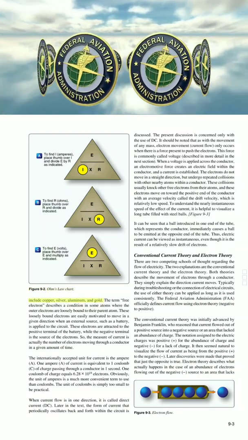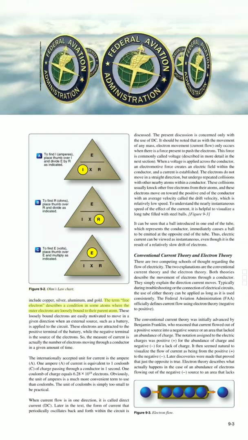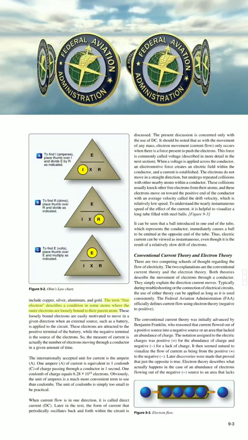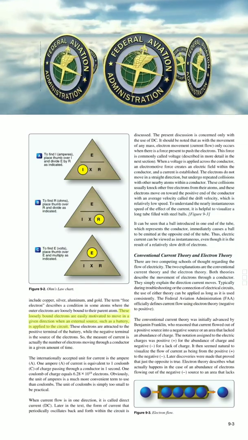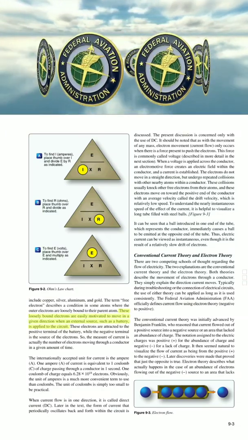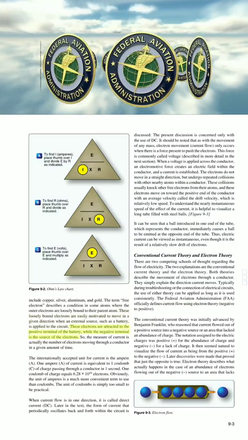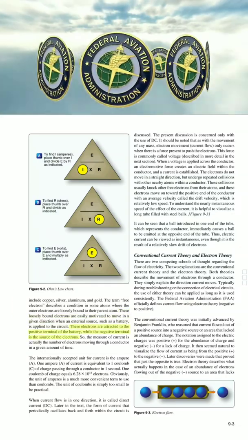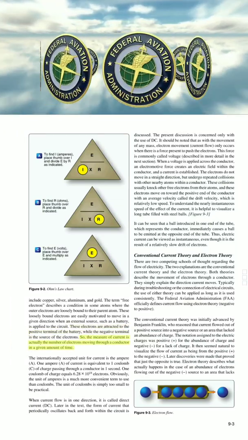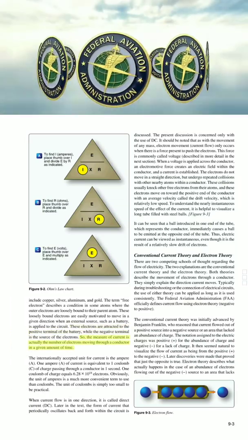Common conductors include copper, silver, aluminum, and gold. The term free electron describes a condition in some atoms where the outer electrons are loosely bound to their parent atom. These loosely bound electrons are easily motivated to move in a given direction when an external source, such as a battery, is applied to the circuit. These electrons are attracted to the positive terminal of the battery, while the negative terminal is the source of the electrons. So, the measure of current is actually the number of electrons moving through a conductor in a given amount of time.